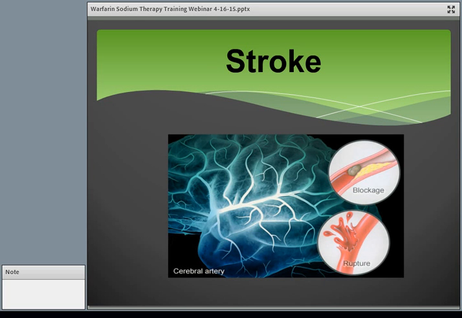A stroke is damage to the brain and can be caused by one of two things. The first is a blood clot in the brain which stops the flow of blood, causing damage to that area of the brain. This can happen if a piece of blood clot from a different area of the body breaks free and then gets stuck in the brain. Or secondly, a vessel in the brain breaks, causing blood flow into the surrounding area, causing damage. This can be made worse if the body cannot form a good blood clot to stop the bleeding.